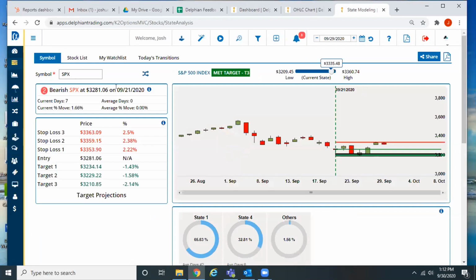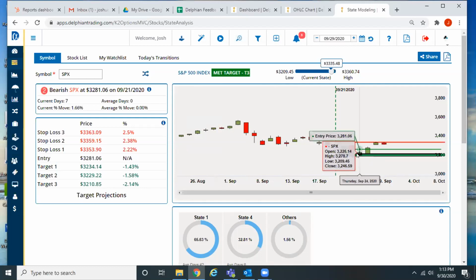So, last week we were right in here, and I didn't say it was definitely going to bounce, but I said if it's going to bounce, it'll be right at that target 3. So you can see the low was 3209.45. So it just hit that target 3 and then bounced up here.